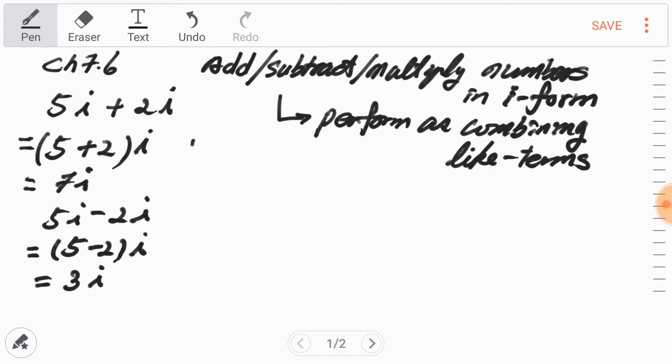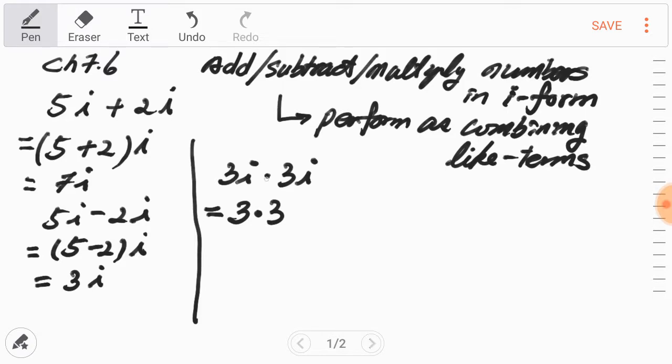Alright, how about the next one? How about multiplying two numbers in i form, like 3i times 3i. Then this is equal to 3 times 3. These are all products, so multiply the numbers and then i times i. So I just rearrange the numbers and i's. Then 9 times i times i is i squared.